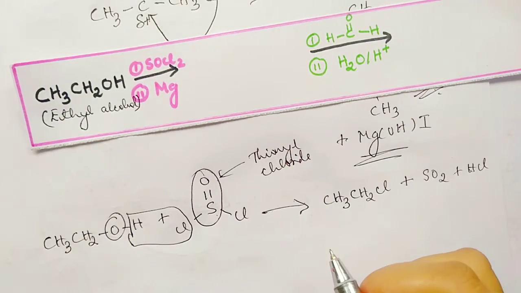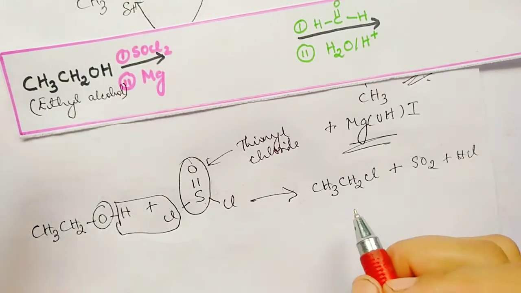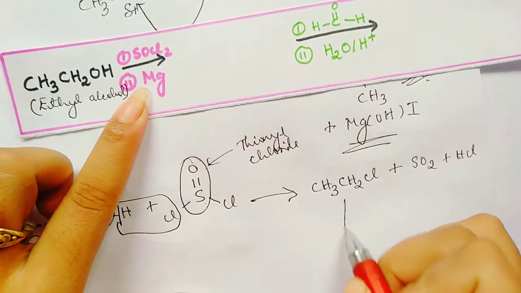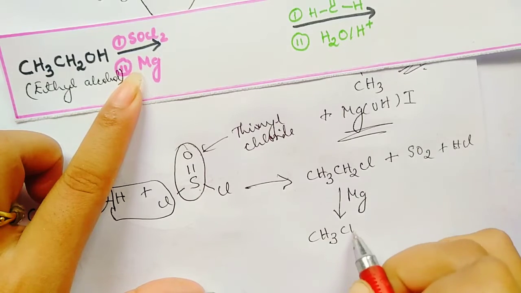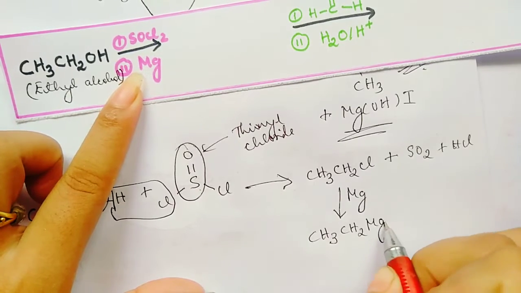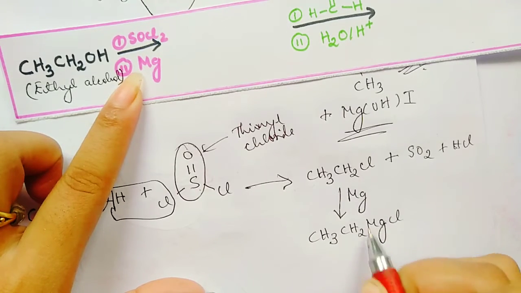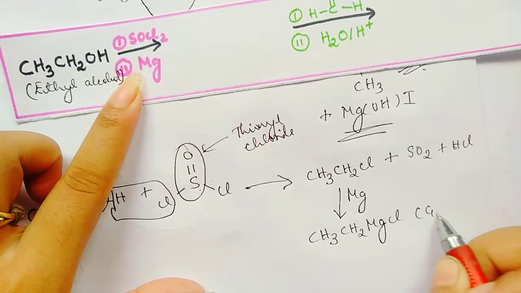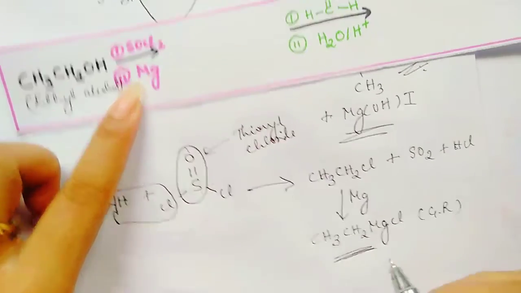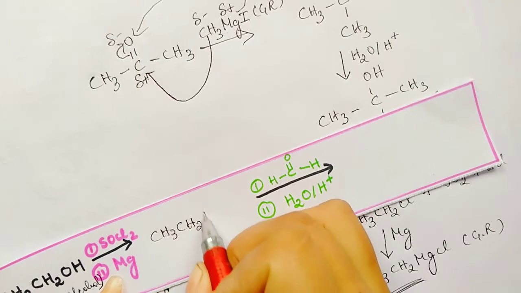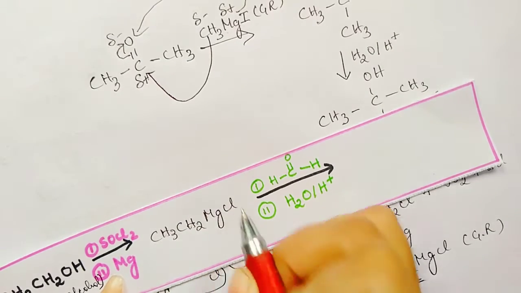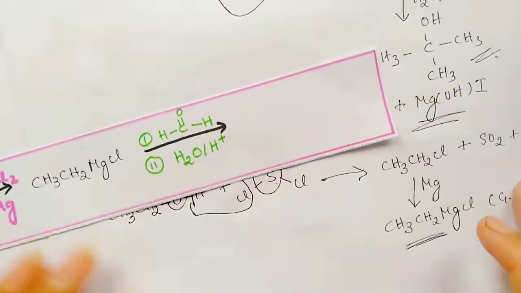And what else? We also have magnesium. This is a metal. You get a Grignard reagent, where a metal, that is magnesium, is bonded to carbon. So what do we have here? CH3, CH2, MgCl.